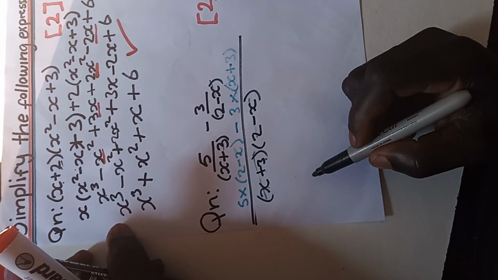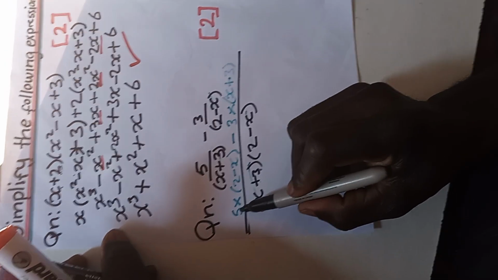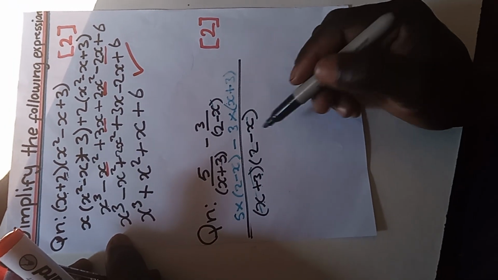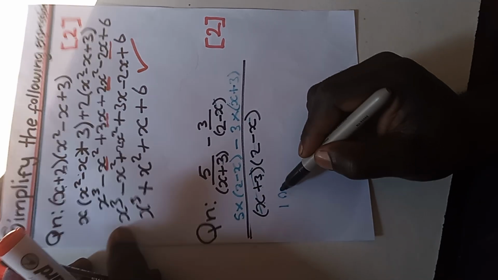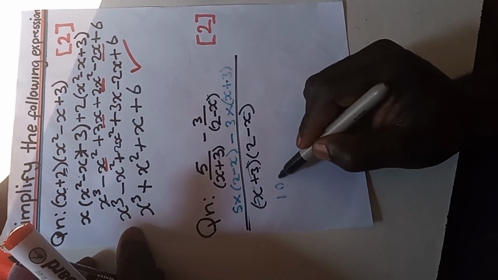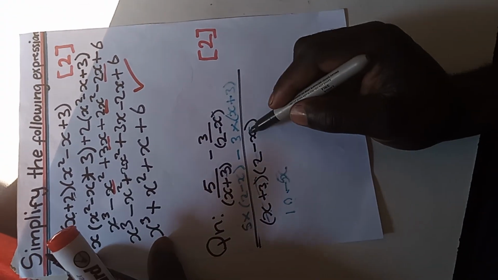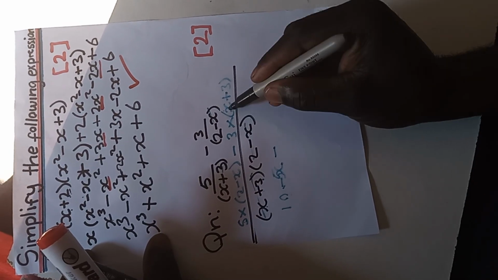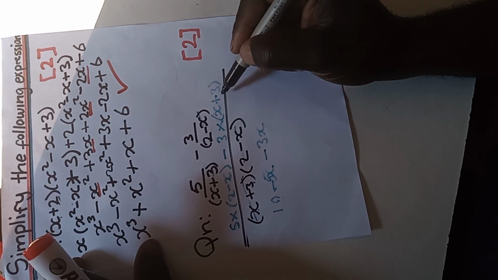In this case, we now multiply the outside numbers with the brackets or with the contents inside the brackets to give us the first part is 5 times 2, which is 10. 5 times minus x, which is minus 5x. Then we have minus 3 times x, which is minus 3x. Then we have minus 3 times a plus 3.